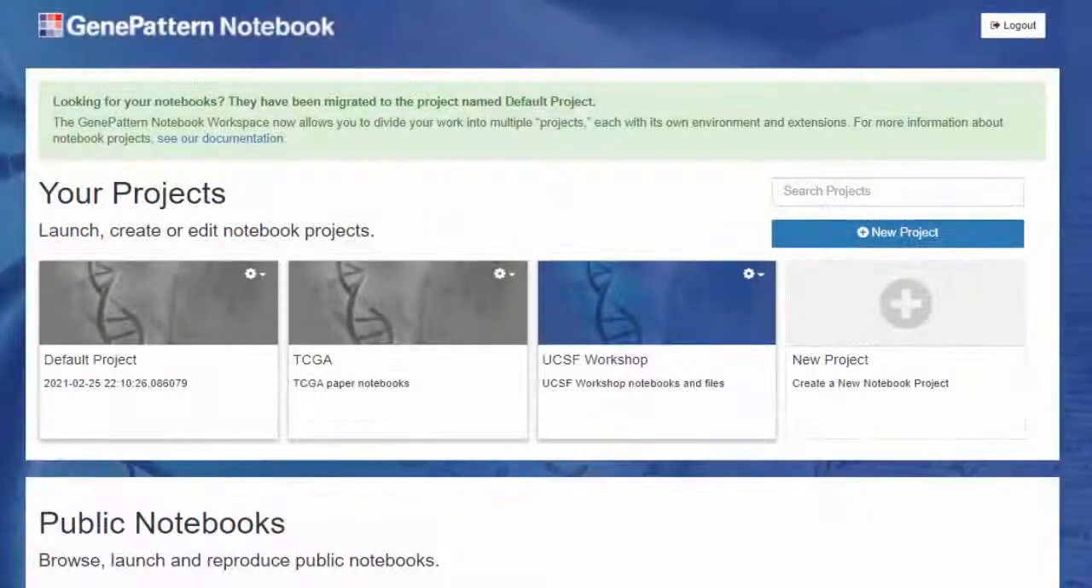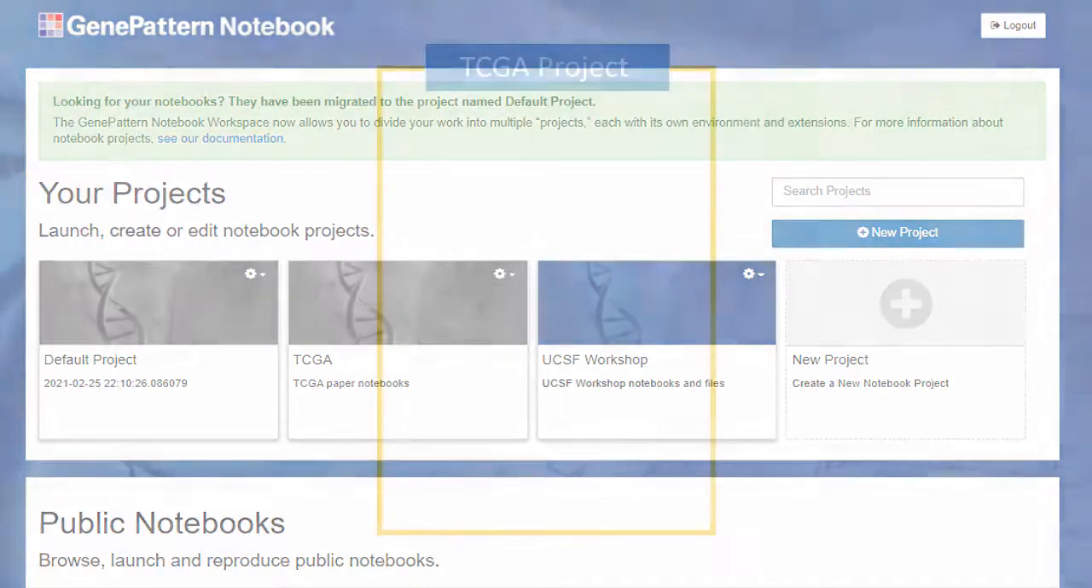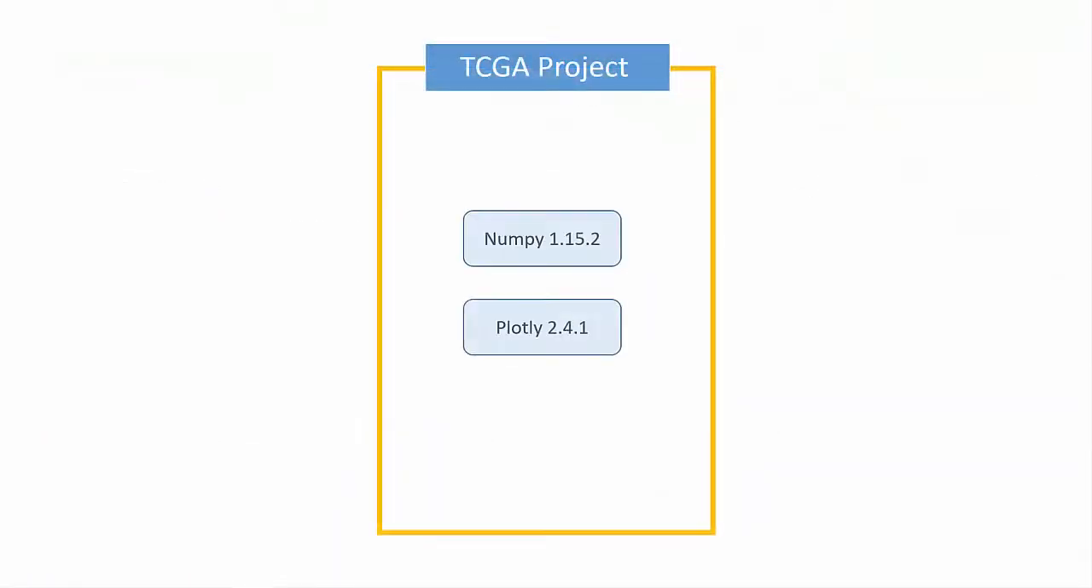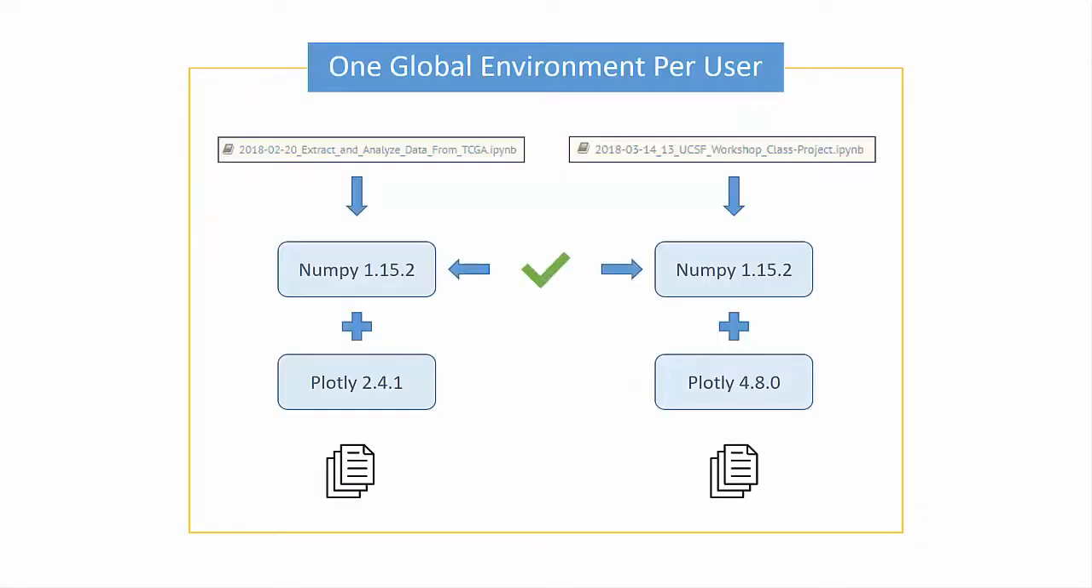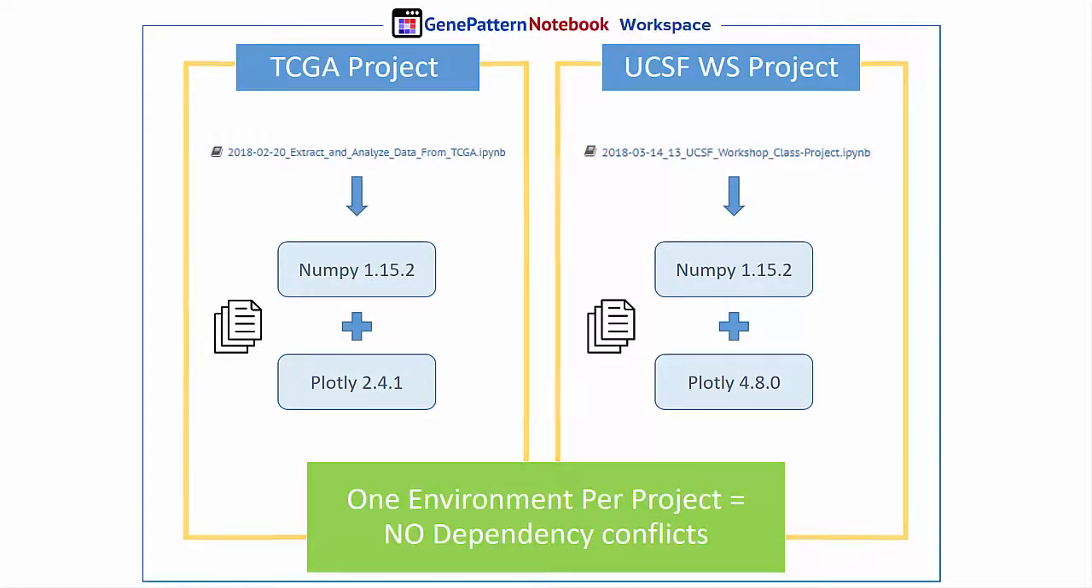With GenePattern Notebook Projects, users can now create multiple independent workspace environments within their user account. Within each project, you can install extensions, libraries, data files, and other dependencies necessary for your notebooks. Notebook projects keep your workspaces separate from each other, avoiding conflicting dependencies, but together under one account.